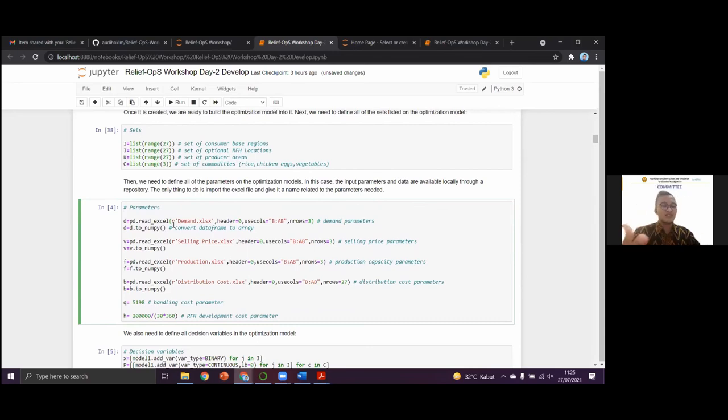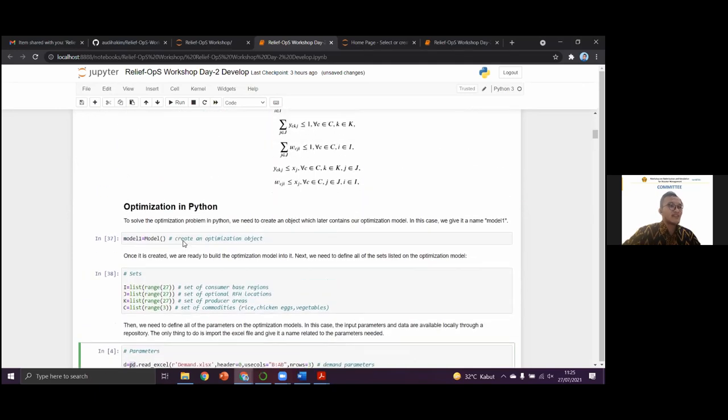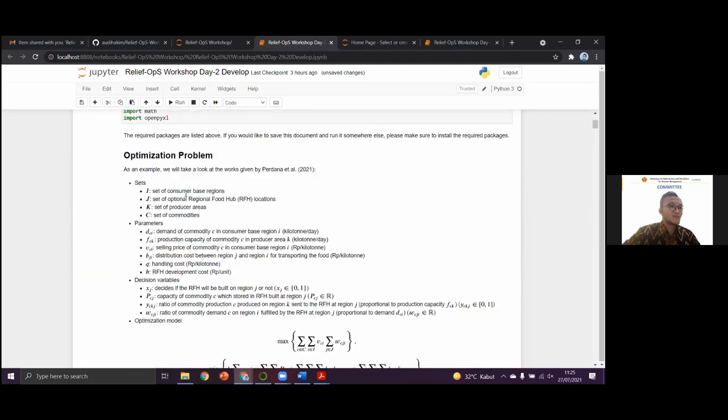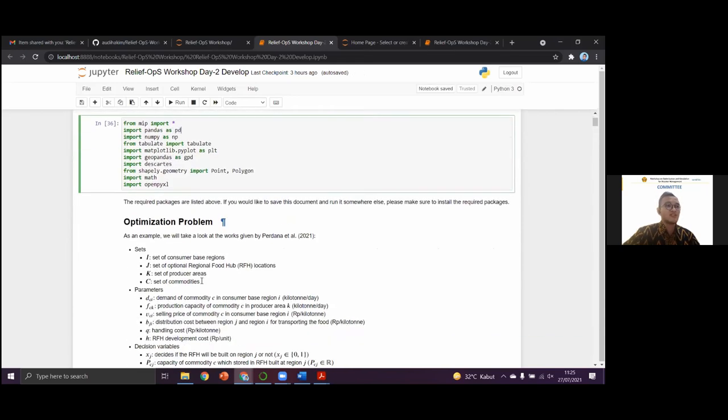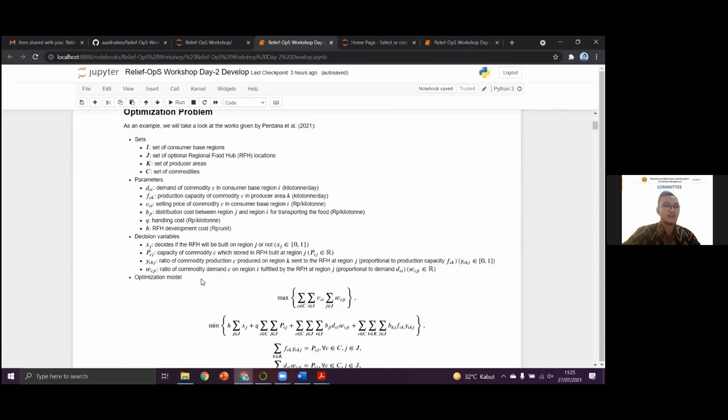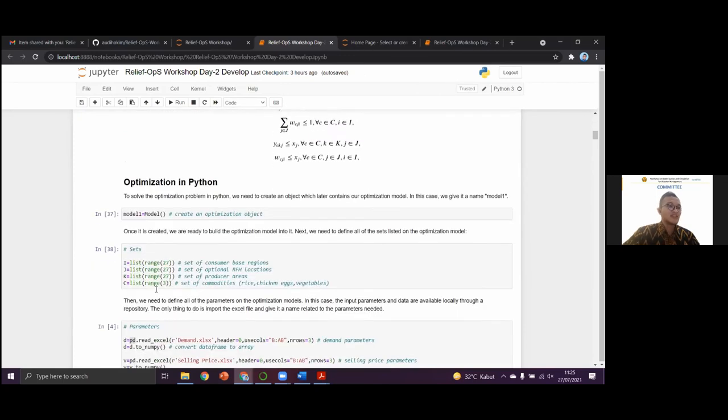So we tried once to input data from Bapeda or BPS. We first collect the available data in Excel format, and after that we import that data. Yesterday Geo had provided information on how to import the data. The function here is PD, right? PD is short for the pandas module, which is needed to interact with Excel in Python.